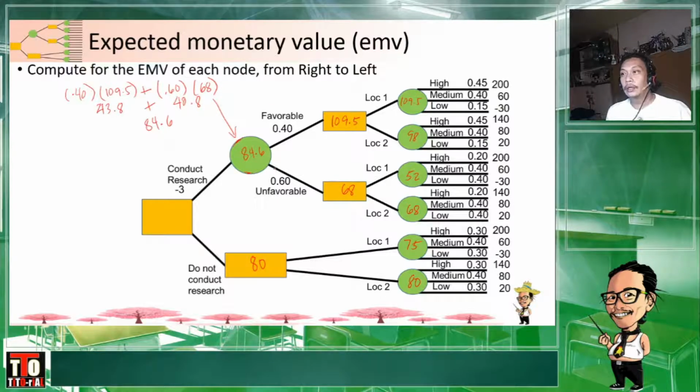Okay? Now, may dilemma pa tayo. Will we choose to conduct research or do not conduct research? So, we have to choose between 84.6 na EMV or dito sa baba, when you do not conduct research, you have an expected monetary value of 80. Siyempre, pipiliin natin si 84.6.